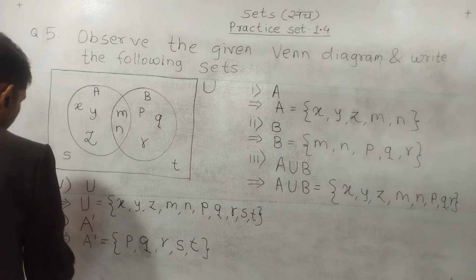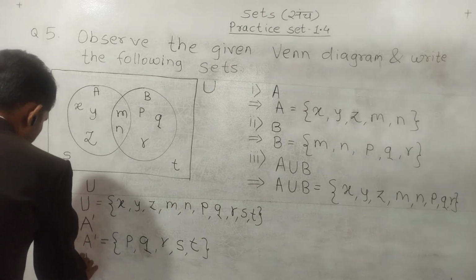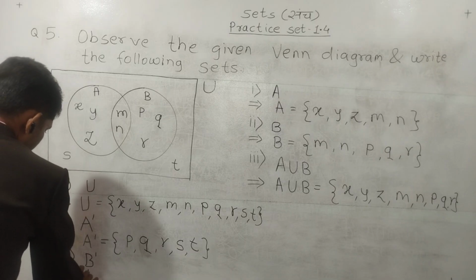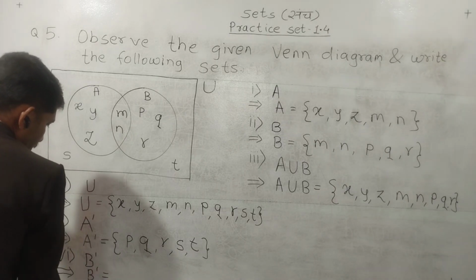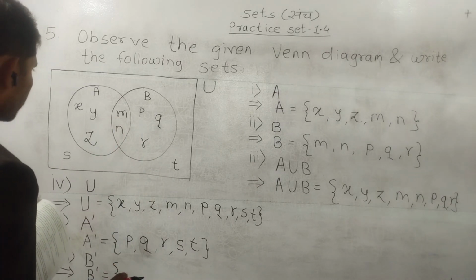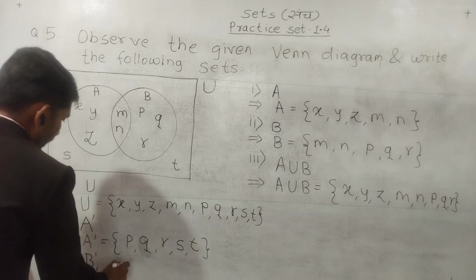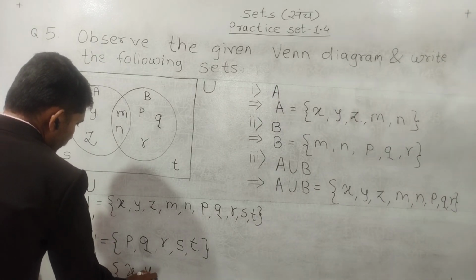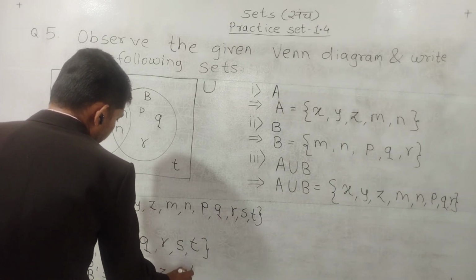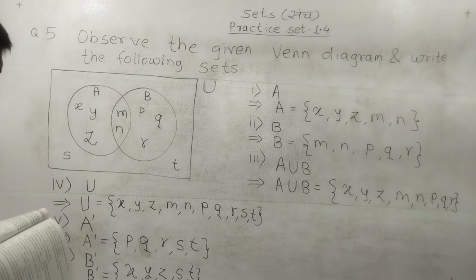Okay, now next, sixth question or example, we have to write down B dash. So answer will be B dash is equal to, in curly bracket, the elements which are outside of the set B. Okay, now which are the elements? X, y, z, s and t. All these elements are outside of the set B and called as B dash.